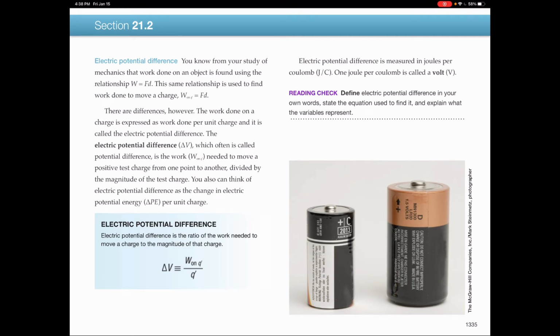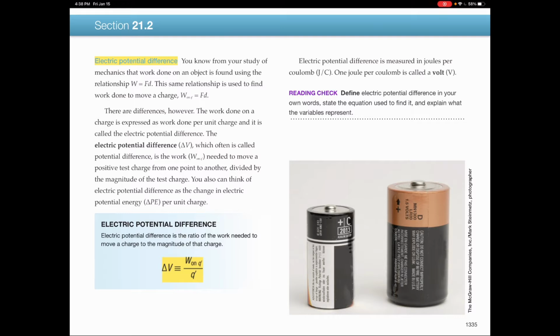Now there is something we will again call voltage. What the book is calling the electric potential difference is what we are going to call voltage. This is the amount of potential energy per unit of charge. The equation shown here, we see this delta V, this is the change in voltage. Change in voltage is the work on a charge, the energy in a charge per unit of charge.